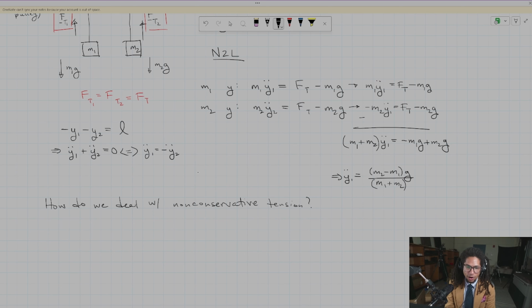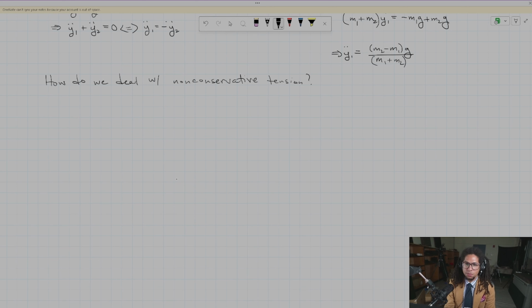To see how, let's imagine that this system evolves in time. Here's time 1, and it evolves here, so M1 and M2, and we're going to say that M1 goes up. That's going to mean that M2 goes down.